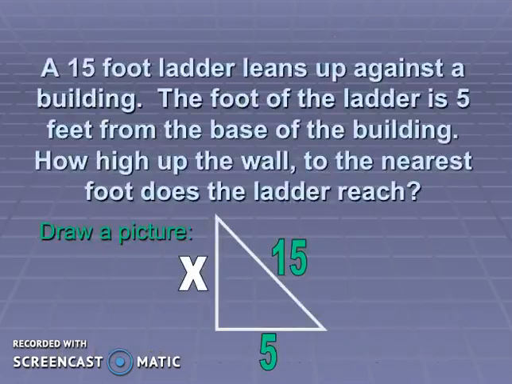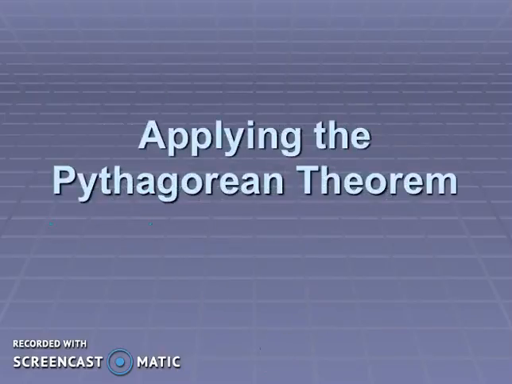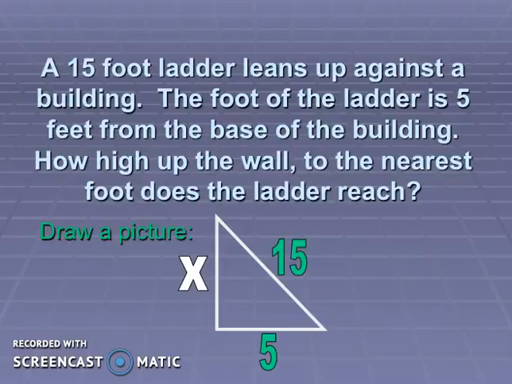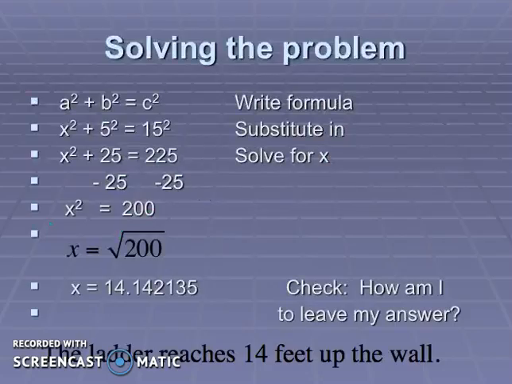If you have a look at the question, it asks to determine how high to the nearest foot does the ladder reach. So we've got to take a look at our answer and say we've got 14.14 feet. We need to round it to the nearest foot. Therefore, the ladder reaches 14 feet up the wall. Now, don't forget, when you are solving these problems, make sure that you round correctly, otherwise you will lose marks for incorrect rounding.